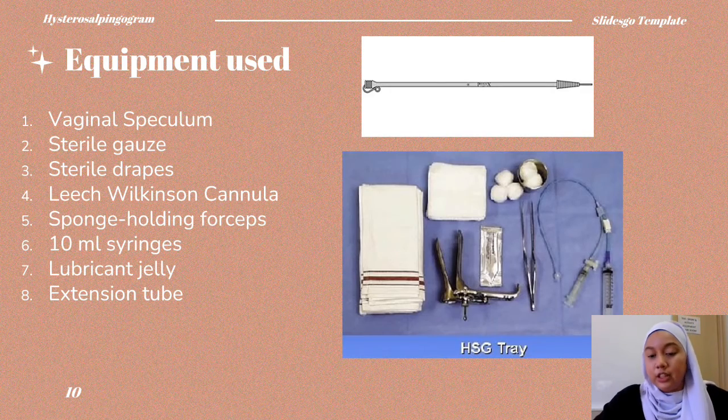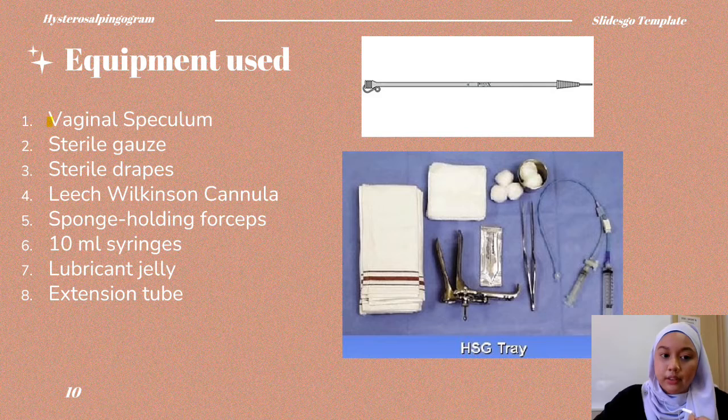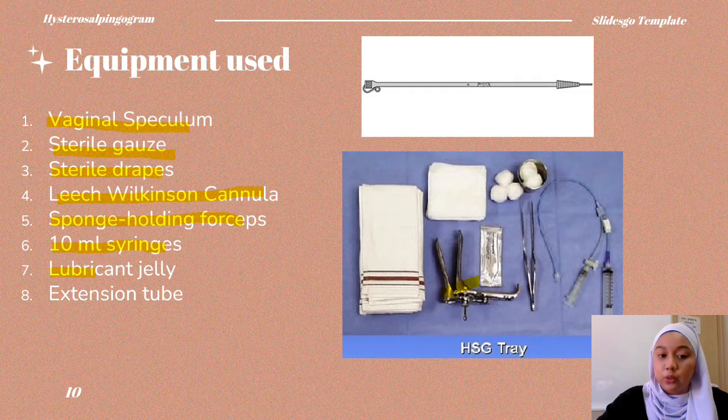So let's look into the equipment used in HSG. Of course, you have the vaginal speculum, which is this one. This is the vaginal speculum, the sterile gauze, sterile drape, the Leech Wilkinson cannula. We have the sponge holding forceps, 10 ml syringe, the lubricant jelly, and also the extension tube. So this is the equipment in the HSG tray that we can use to perform this examination.